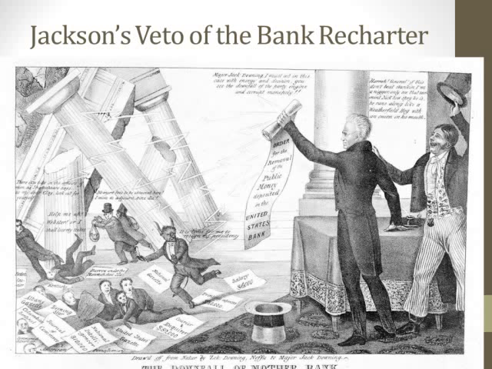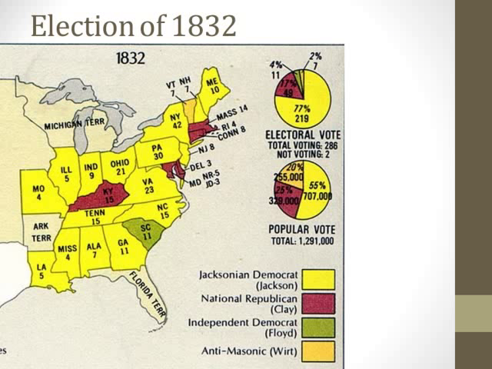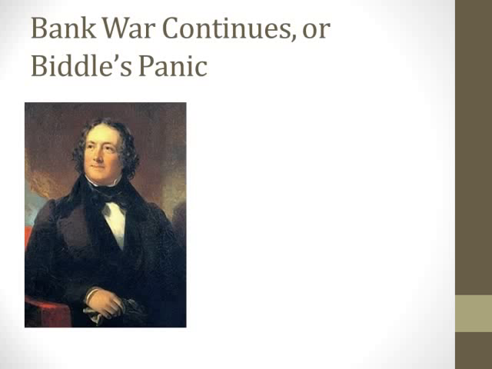So that happens. Election of 1832, does Jackson win? Most definitely. Cool thing about this election, it's the first time there's a third party. Then here's Biddle's panic. Biddle is upset that the bank is being killed, so what does he do? He creates an economic panic by recalling all loans. The economy goes crazy. People blame Jackson.